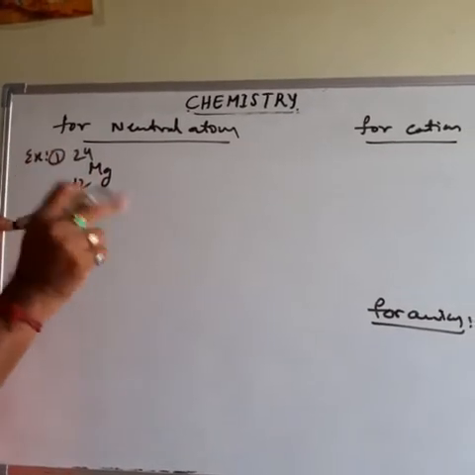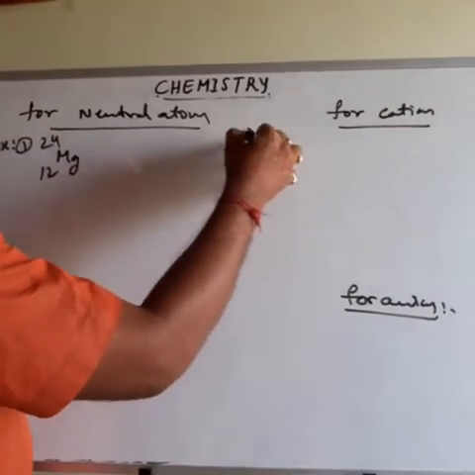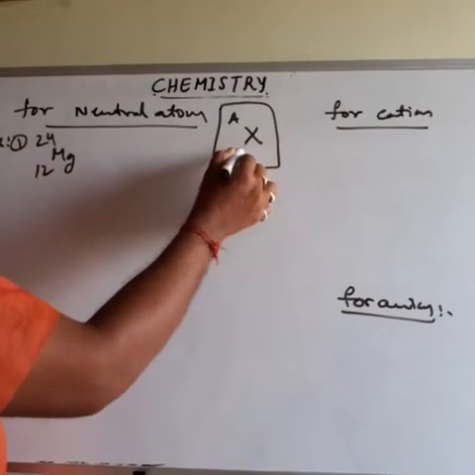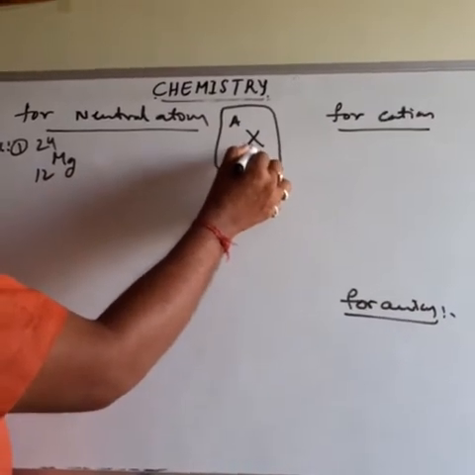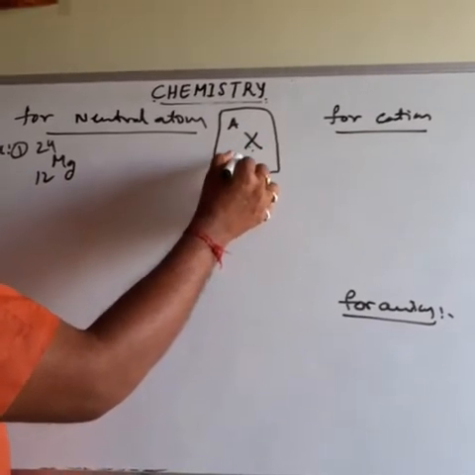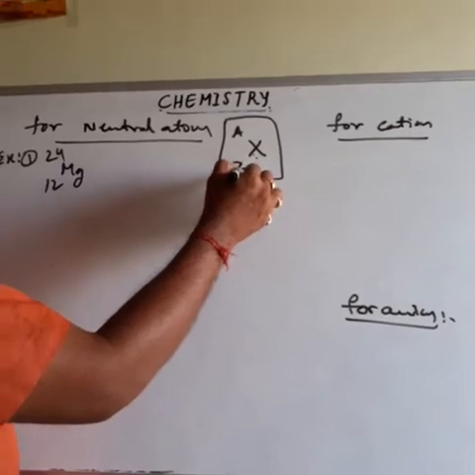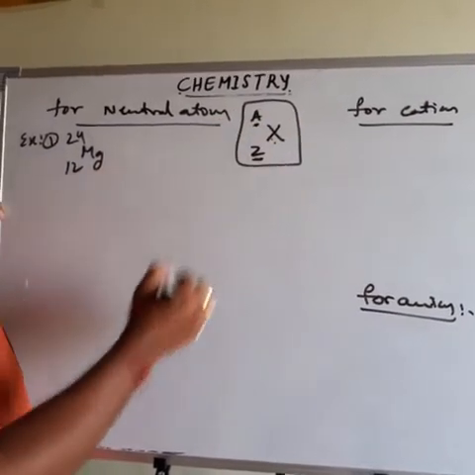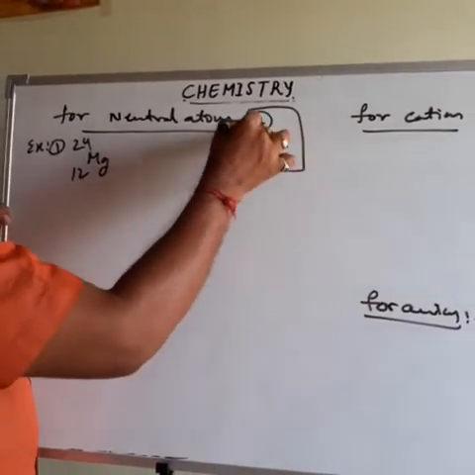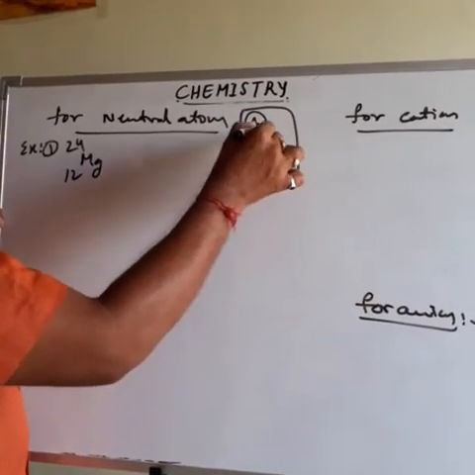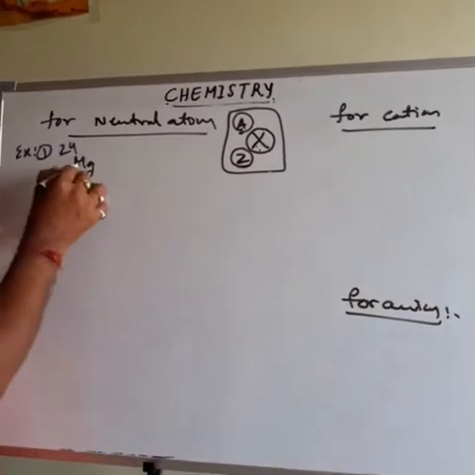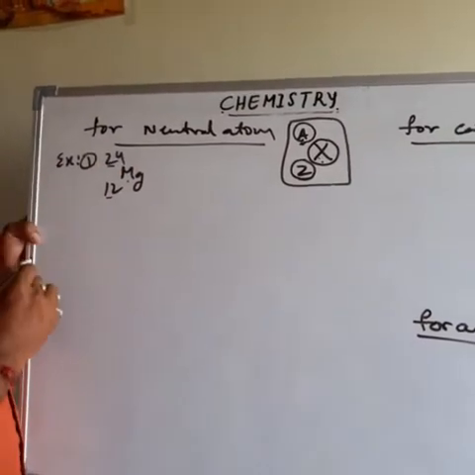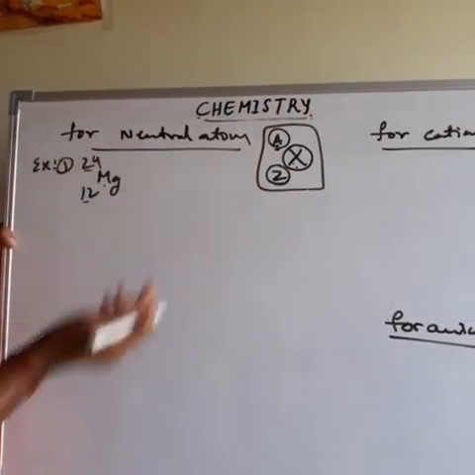Because any element is represented by the formula, the symbol X with Z and A. X is the element symbol. Z is the atomic number, written at the bottom. A is the mass number, written above the symbol. So this is the mass number, this is the atomic number, and this is the element symbol. This is a neutral atom because there is no positive or negative charge.